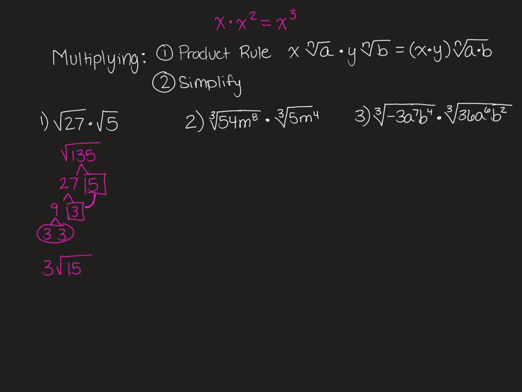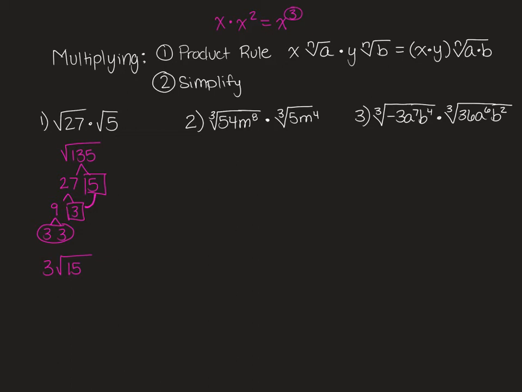Looking at number 2, we have both cube roots, which is good. Now we have some variables. Again, whenever we multiply variables, we start adding the exponents. The same thing works with radicals. So these are both cube roots, it's good.